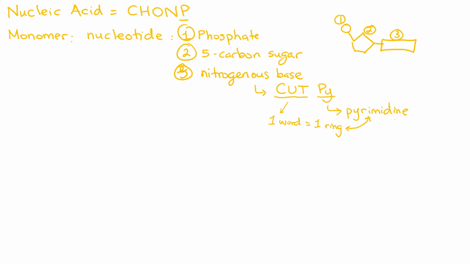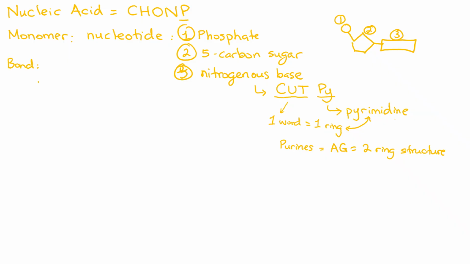So by default, the other ones would be 2 rings. So let's list it out. The other ones are called purines. And if it's not CUT, obviously going to be AG. Okay. And this is going to be 2-ring structure. And that's it. 2-ring structure. Boom. Easy.